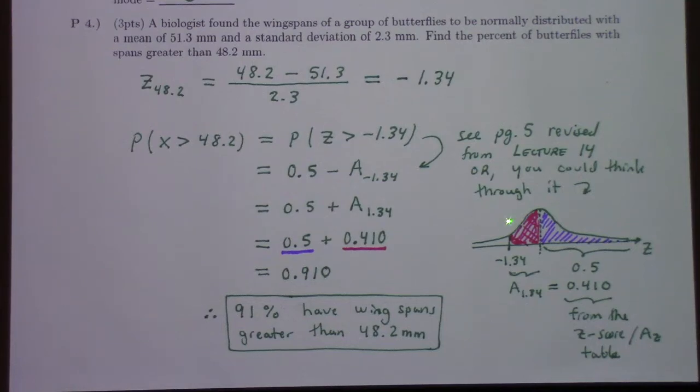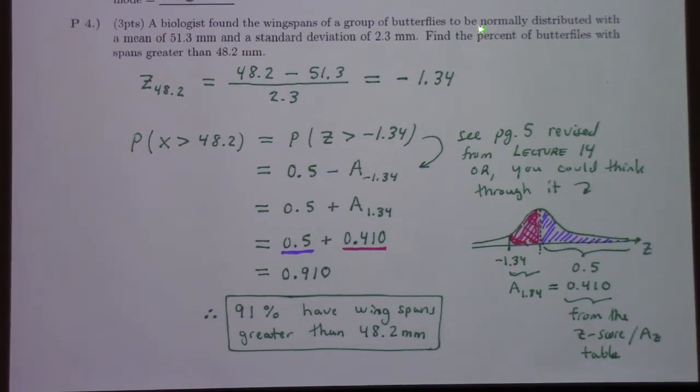To get the area that's to the right of minus 1.34 z-score, I need all of this, right? So all of this, there's two pieces. There's the 0.5 for the purple, and there's this red part. And the red part, by the symmetry of the graph, is the same as A of 1.34, right? Now A of 1.34 I think of as being over here, but by symmetry, the area over here and the area over there are equal, if you can imagine that. But anyway, so I get 0.410 from the table, plus 0.5, I get 0.910.